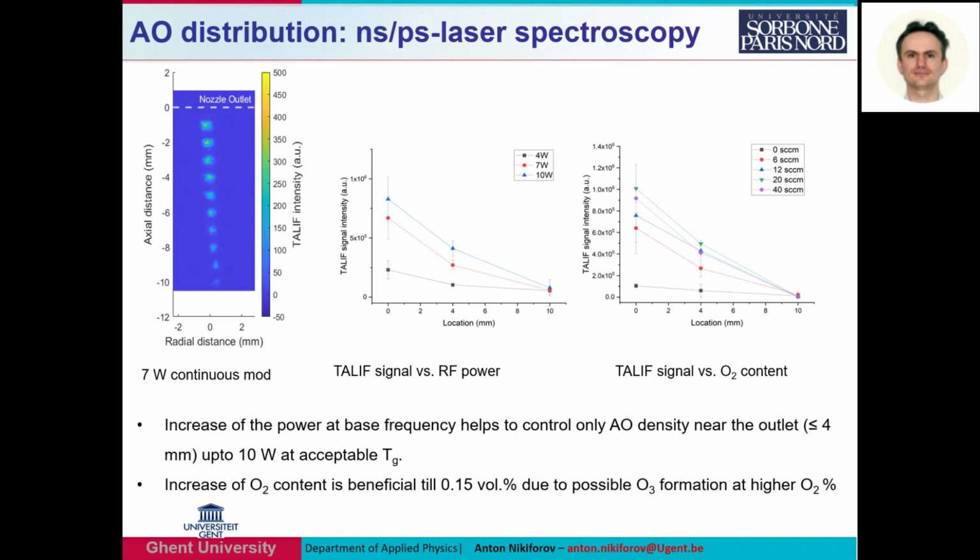Also, what we did, we varied the amount of molecular oxygen which is added in the plasma. And there you have two processes. One is that you produce more atomic oxygen, but at a certain moment, and you can see it, when we increase the amount of molecular oxygen too high, we start to produce ozone.